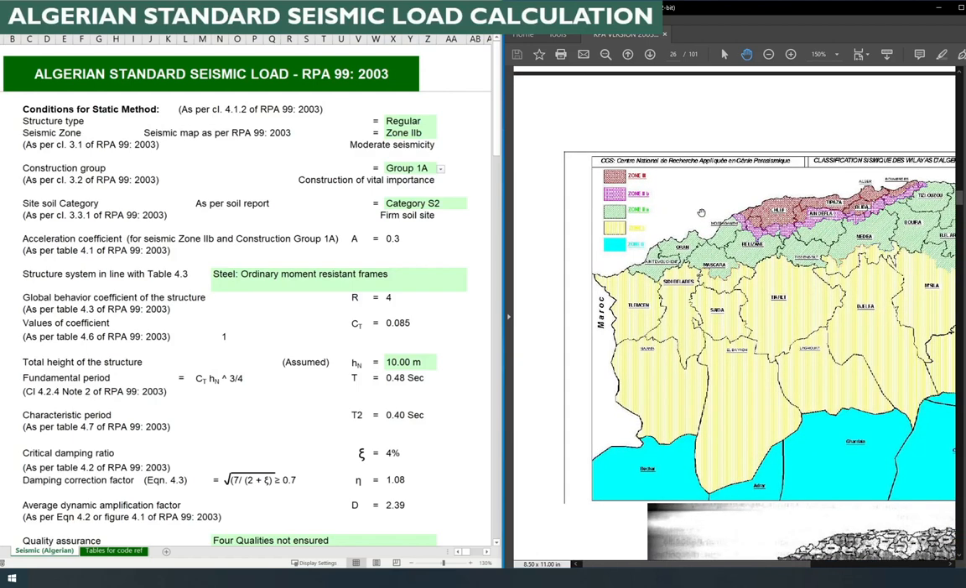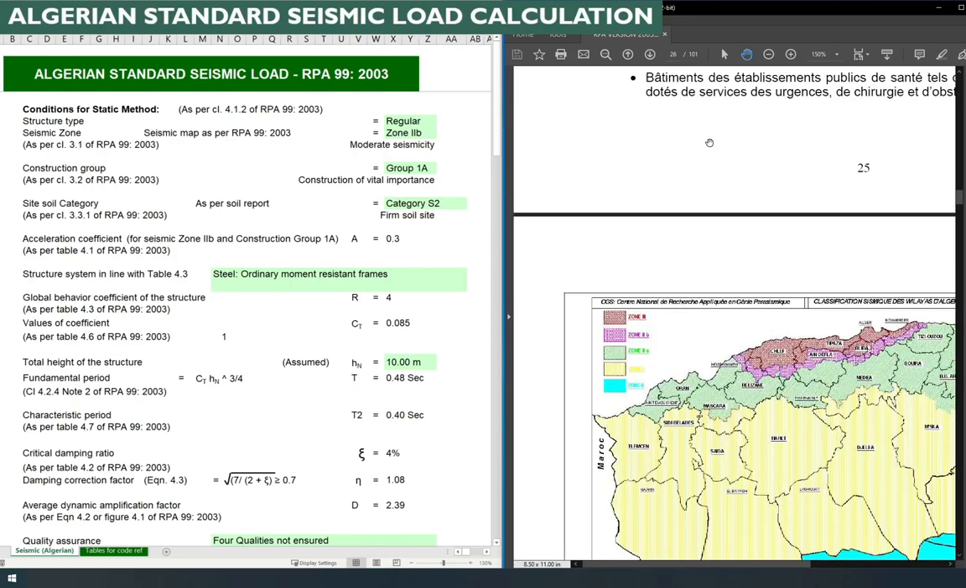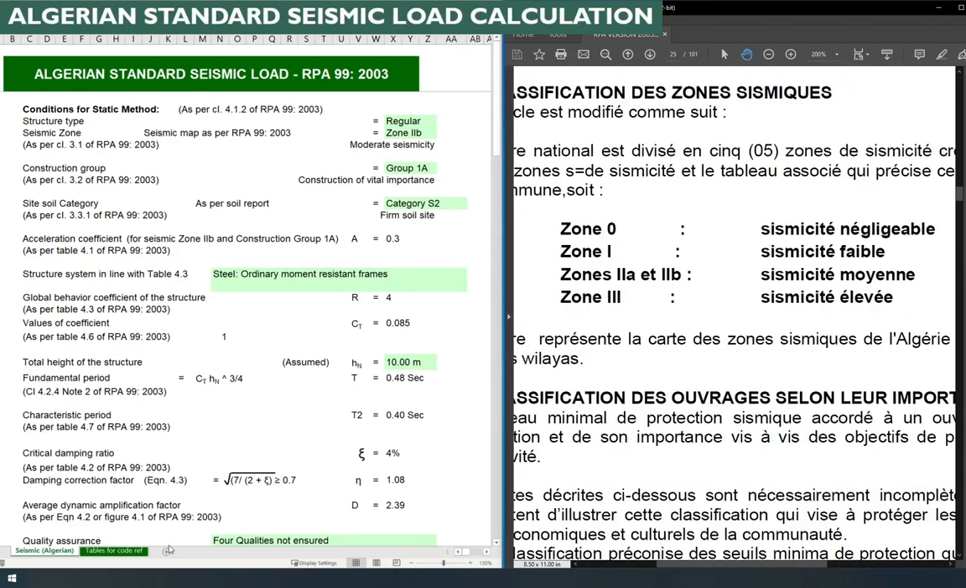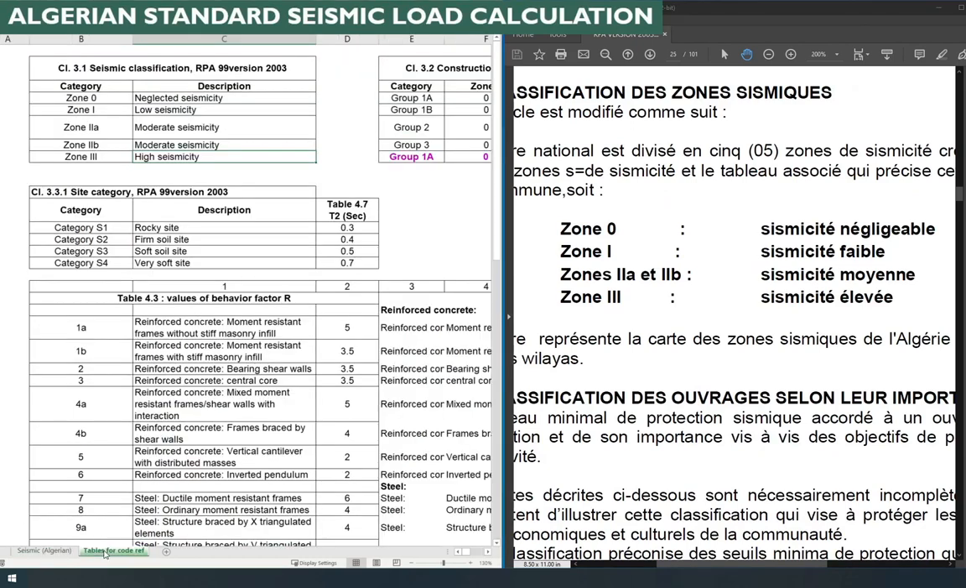The definitions for the seismicity are provided in clause 3.1 of RPA 99, page number 25, to be referred for this. Here on the left hand side you can see the French, and on the right hand side you can see the English version of the same. Seismic zone 0 means neglected seismicity. Seismic zone 1 means low seismicity. 2A and 2B are moderate seismicity. 3 is for high seismicity.